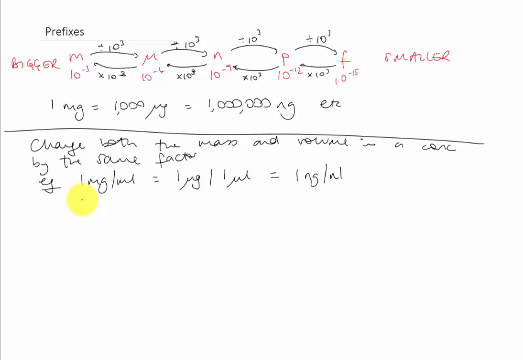If we've got something slightly more complicated, so let's say we've got 1 microgram per millilitre. So if I want to know how much there is in 1 microlitre, I have to divide by 10 to the 3 to go from milli to micro. But then I also have to go 10 to the 3 to go from micro to nano. So we're just moving one arrow in the same direction.